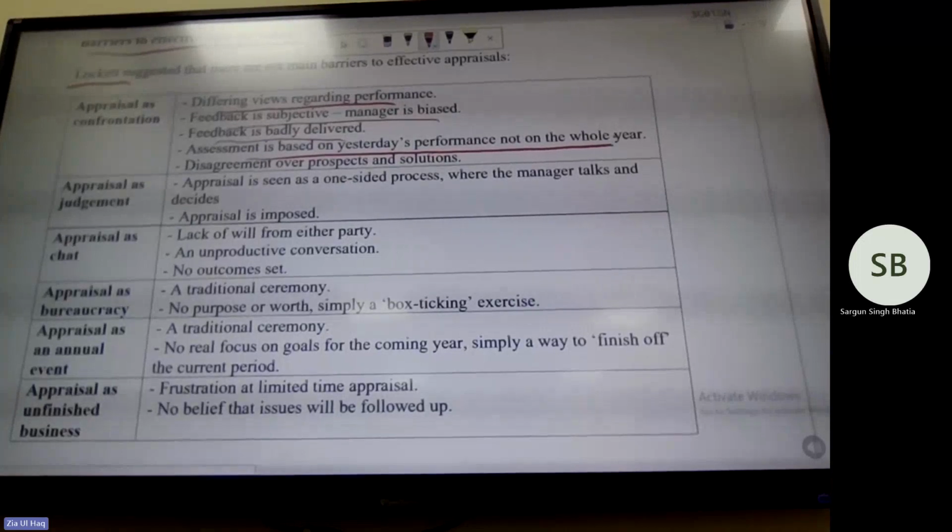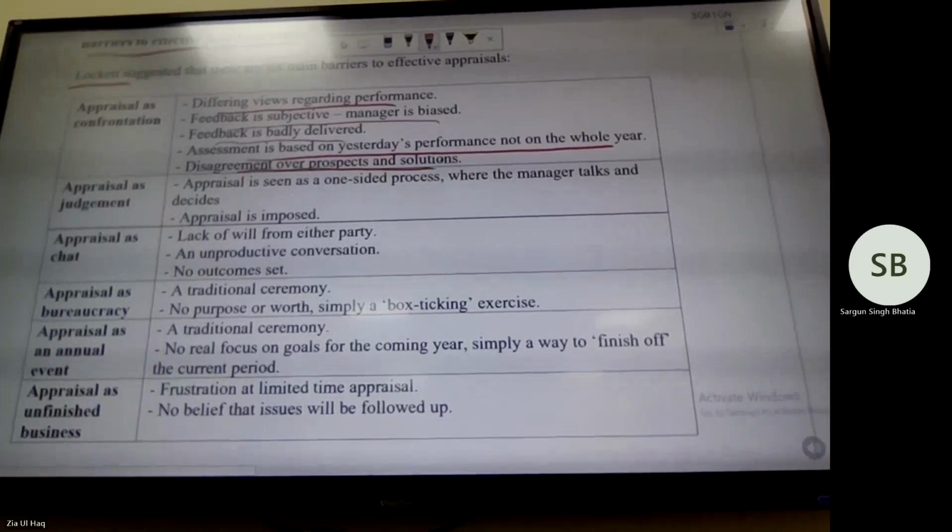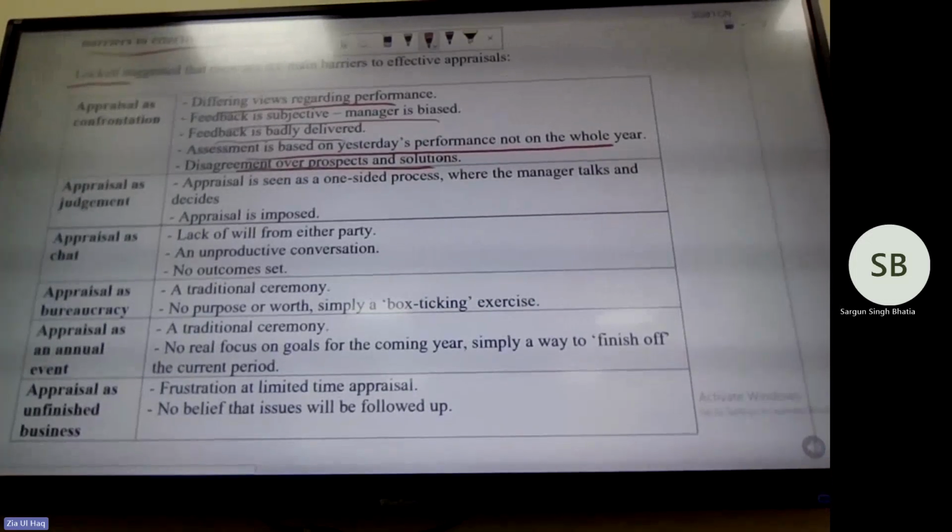If an employee has done something wrong on the last day of the year, and you have highlighted only that point rather than that he has performed very well throughout the year, this will be called the appraisal as confrontation barrier problem. You have to look at the performance of the whole year rather than one particular day. And there may be disagreement over prospects and solutions: if the appraisee was not agreeing with the targets and you have imposed those targets, this is not a good performance appraisal method.